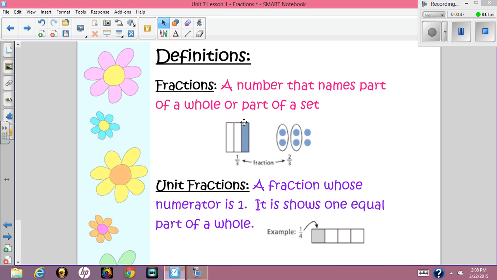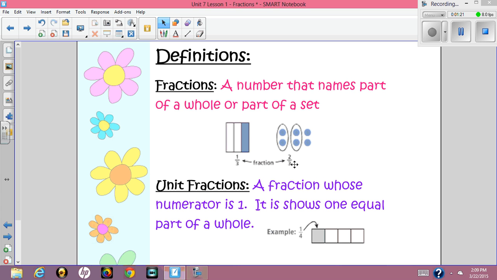In this particular drawing right here, we see a rectangle divided into three parts, and this shaded part represents 1/3 of the whole. In this particular drawing, we have a set of three dots, and two of them are circled, and so that represents 2/3 of the full picture of the set.